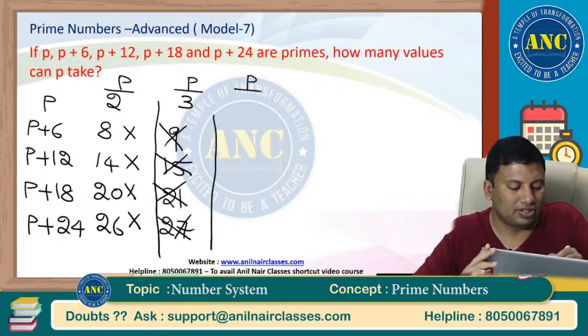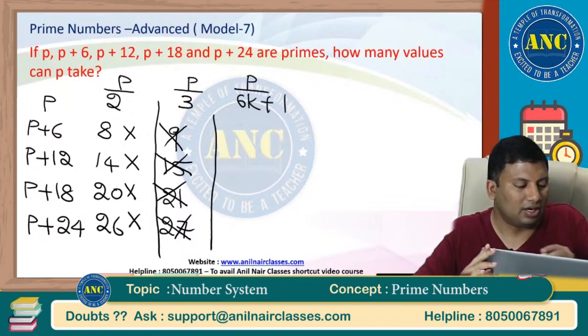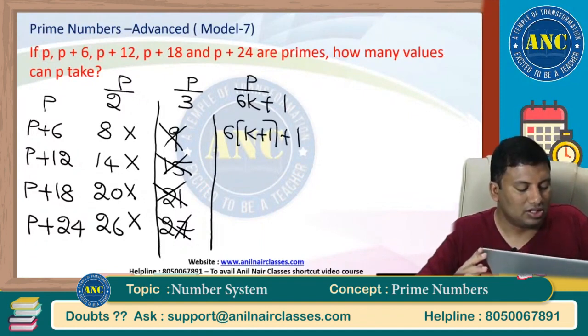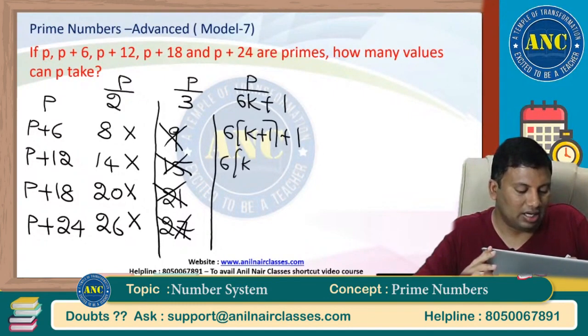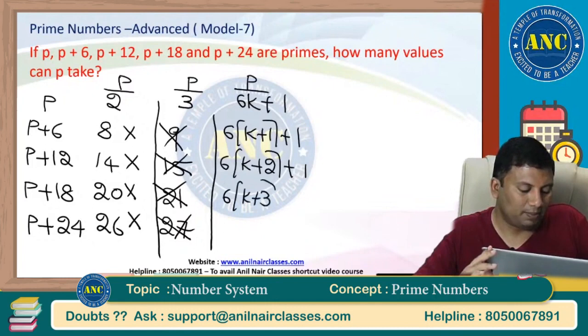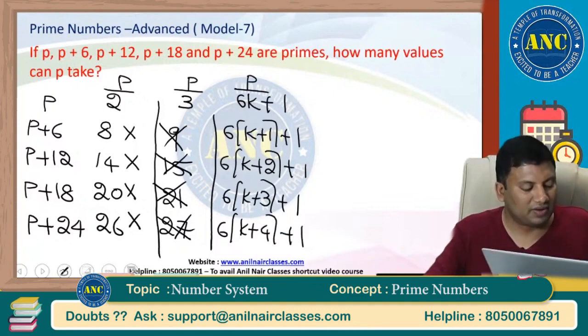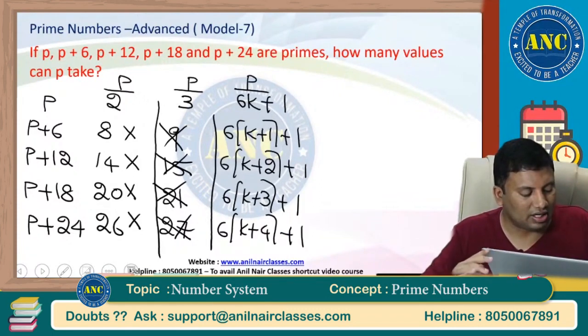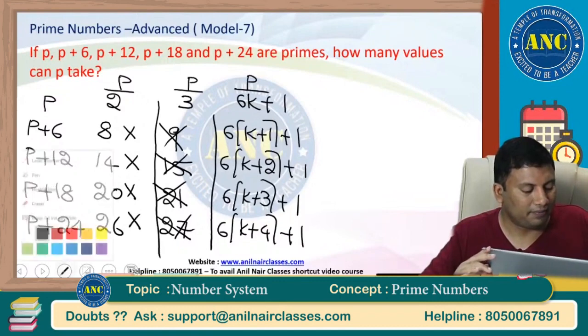If P is 6k plus 1, then this is nothing but 6k plus 7, which is 6 into k plus 1 plus 1. 6k plus 13 is 6 into k plus 2 plus 1. These are 6 into k plus 3 plus 1, 6 into k plus 4 plus 1. Now see here. Listen carefully.